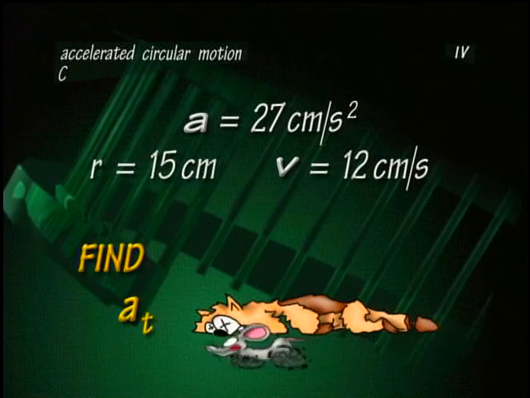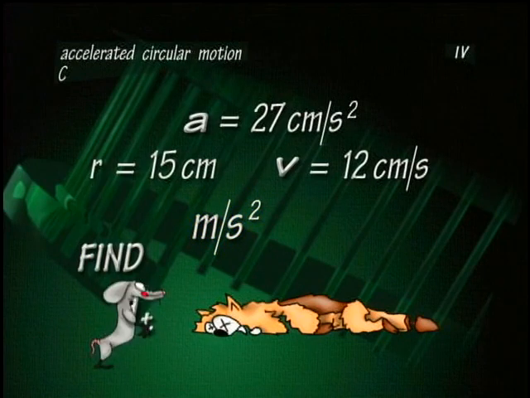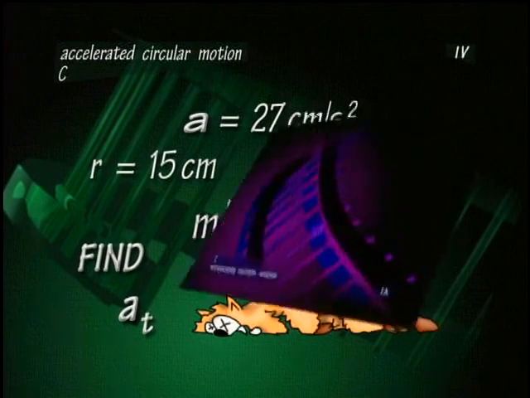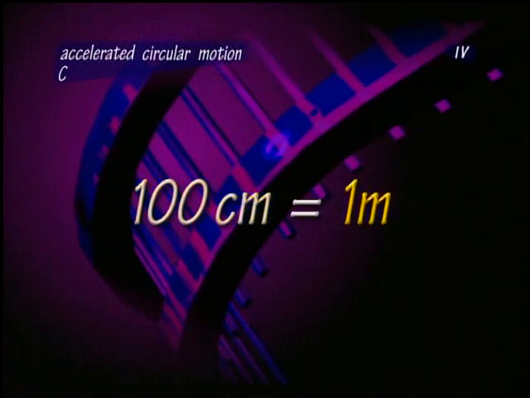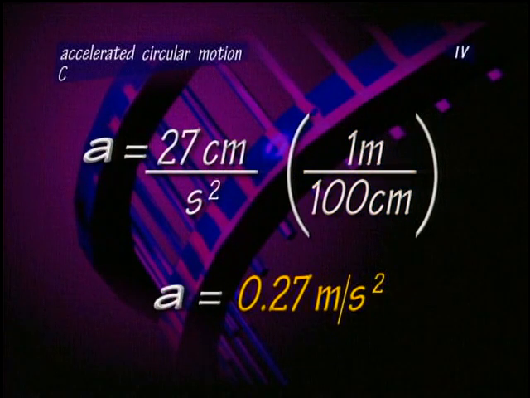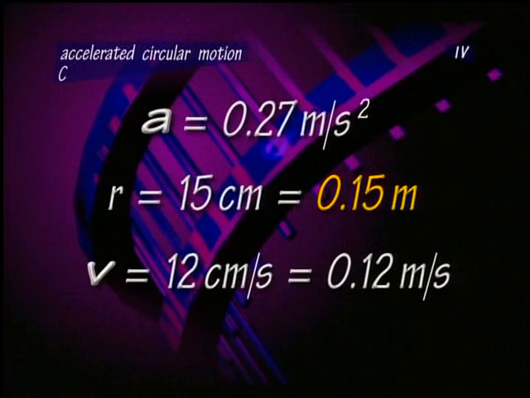Notice that everything we've been given is in centimeters, but acceleration is measured in meters per second squared. So in order to make our equation work, we need to convert our information from centimeters to meters. Remember, 100 centimeters equal 1 meter. To convert centimeters to meters, we multiply the acceleration, 27 centimeters per second squared, times 1 meter over 100 centimeters, which equals 0.27 meters per second squared. And now, converting the radius and velocity, the radius equals 0.15 meters, and the initial velocity equals 0.12 meters per second.